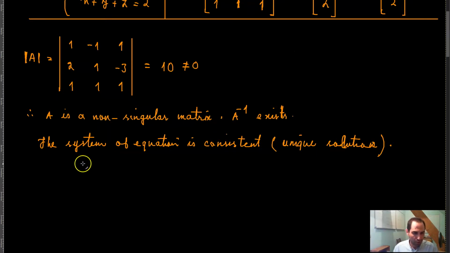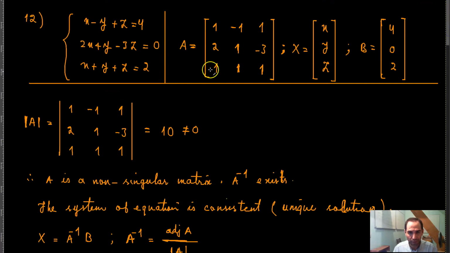Now, in order to find the solution, of course you know that X is equal to A inverse times B, and you know that A inverse is the same thing as the adjoint of A divided by the determinant of A. So we need to calculate the adjoint of A. To calculate the adjoint, we need to find the cofactors of each of these elements. These are the same elements, there is no difference between the elements themselves, although this is a determinant, this is a matrix.